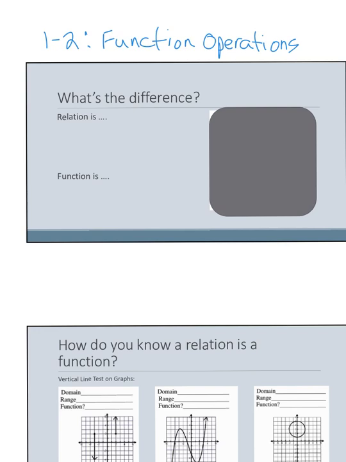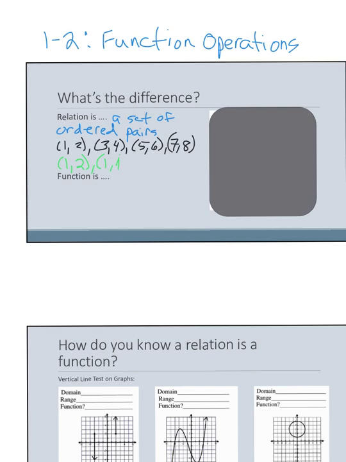So from Algebra 1, you need to remember that a relation is a set of ordered pairs. So that would look like (1, 2), (3, 4), (5, 6), (7, 8), or it could look like (1, 2), (1, 4), (2, 6), and (3, 8). So one of these two right here is a function and one is not.